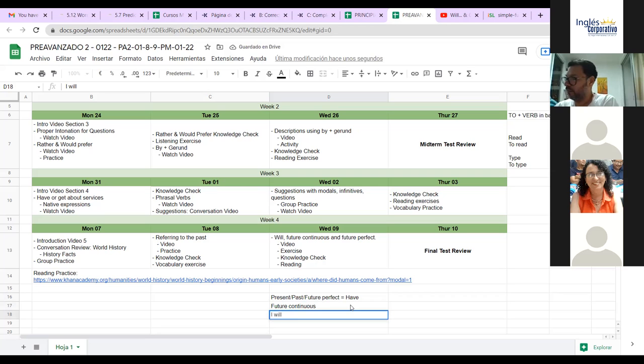I see that some of you already started doing the exercises, so you know what I'm talking about. I will have started, etc. By next year, I will be done, and this will be future perfect. I will be done studying future perfect continuous. For future continuous, we don't really need have. For perfect, we'll use have.